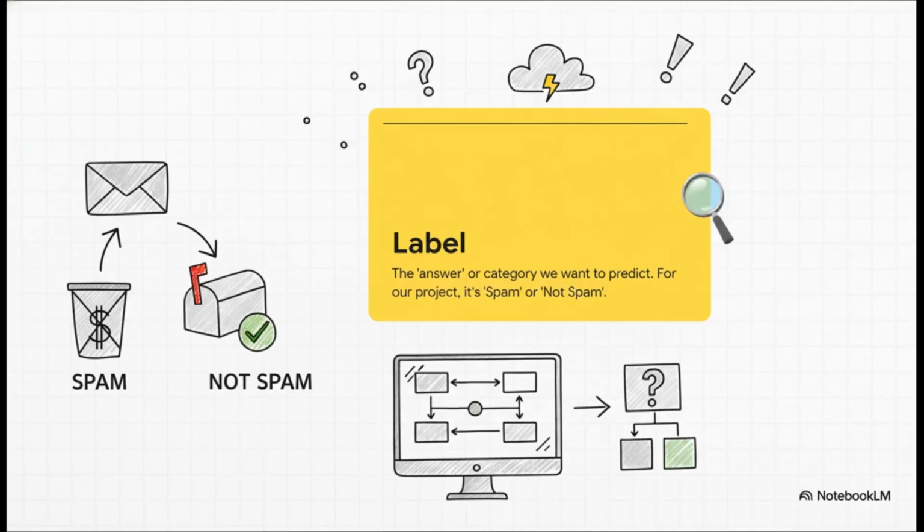All right, next ingredient, the answer key. We call this the label. It's basically the right answer for every email we have. For our project, it's super simple, right? It's just a choice between two labels, spam or not spam. That's the verdict we want our machine to eventually be able to give on its own.